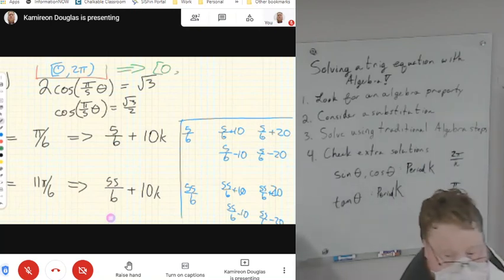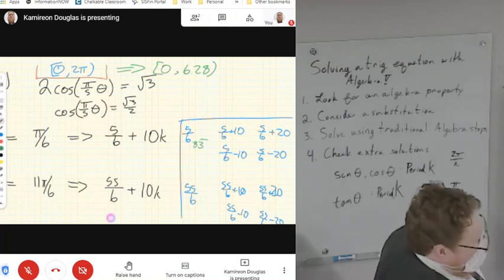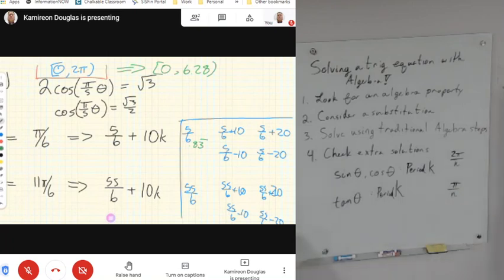0 is obviously 0. 2 pi, 2 times 3.14 would be 6.28. So this is the range I'm supposed to stay in. 5 over 6 is 0.83 repeating. If I add 10 to that, that becomes 10.83 repeating. If I add 20 to that, that becomes 20.83 repeating.